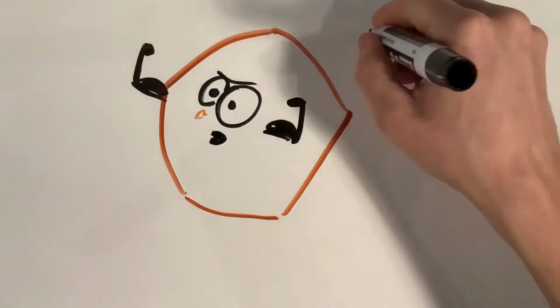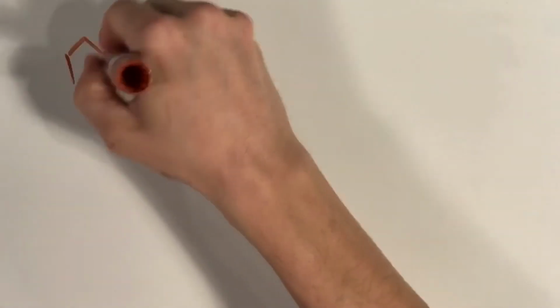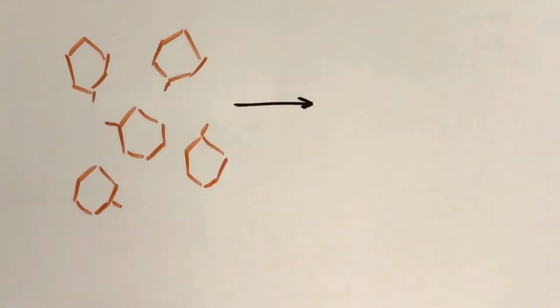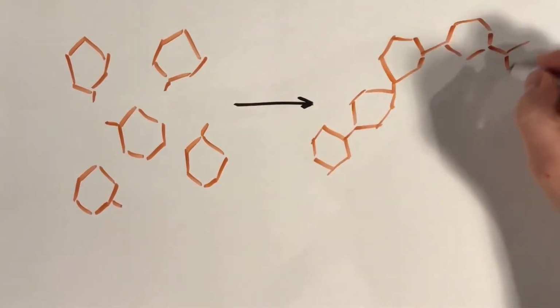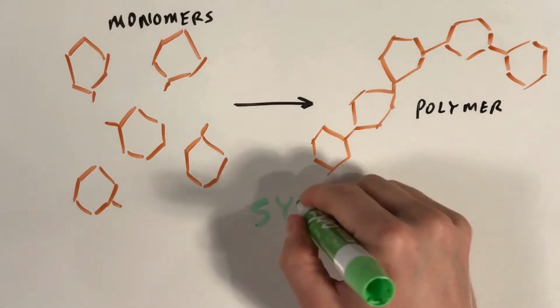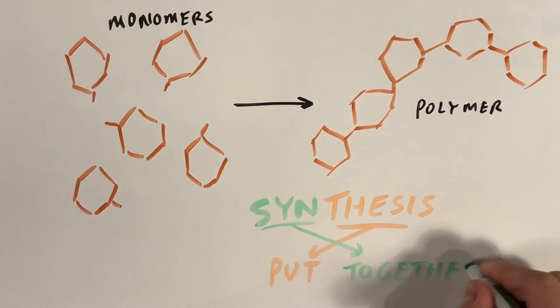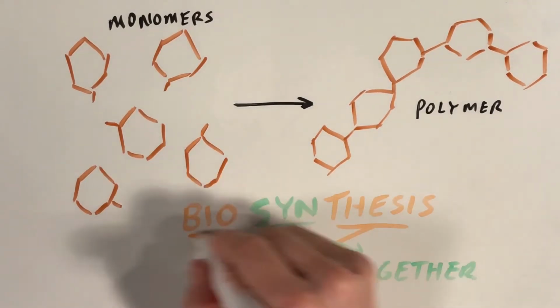But what about when animals grow in size, as in if you're trying to build some muscle? In this situation, monomers are bonded together to form brand new polymers. The general term for this process is called synthesis, or putting together. But since it occurs in living cells, we call it biosynthesis.